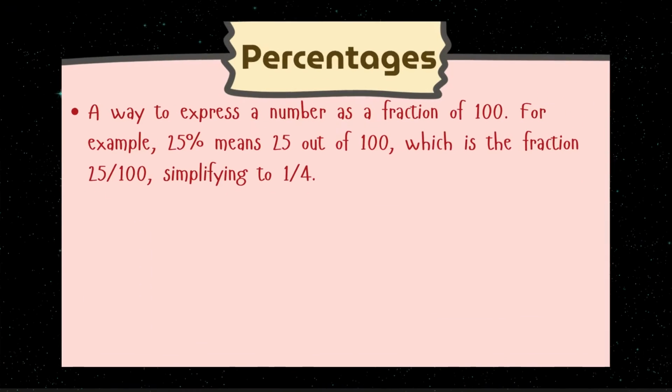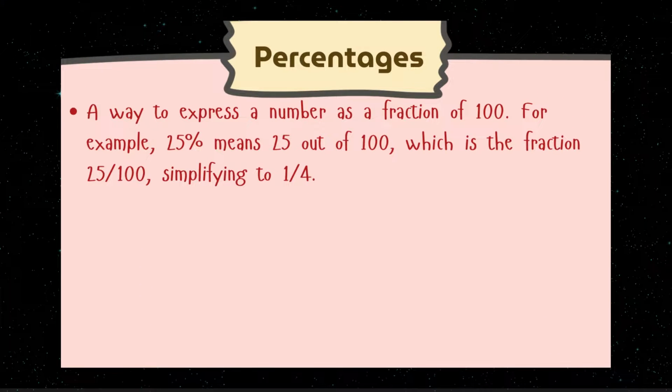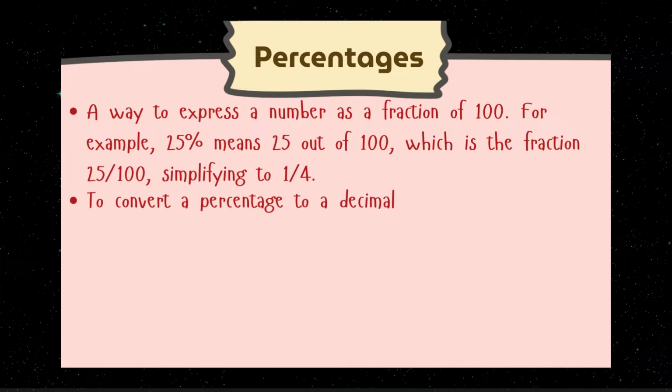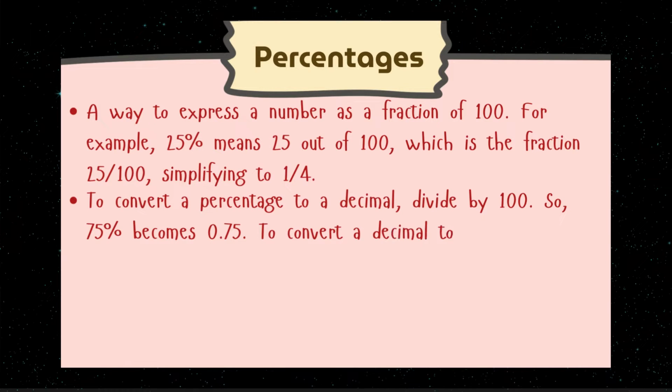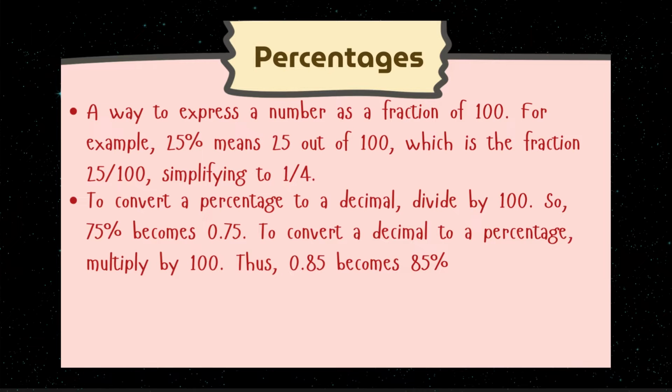Finally, percentages are a way to express a number as a fraction of 100. For example, 25% means 25 out of 100, which is the fraction 25/100, simplifying to 1/4. To convert a percentage to a decimal, divide by 100. So, 75% becomes 0.75. To convert a decimal to a percentage, multiply by 100. Thus, 0.85 becomes 85%. Percentages are handy for comparing values, calculating discounts, and understanding proportions.